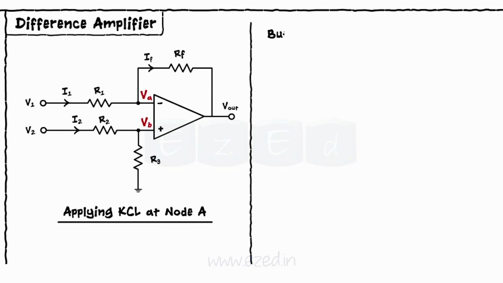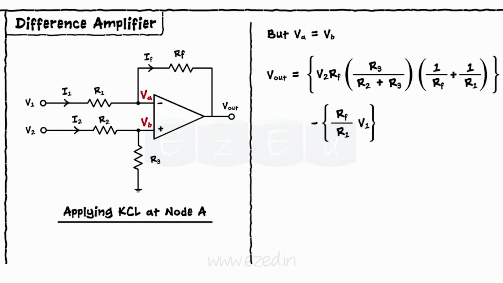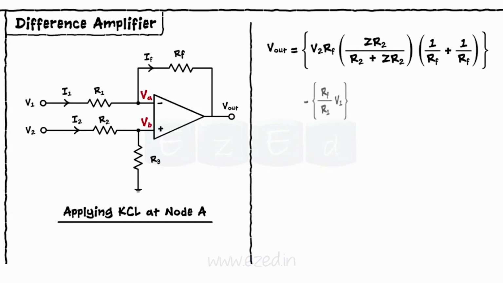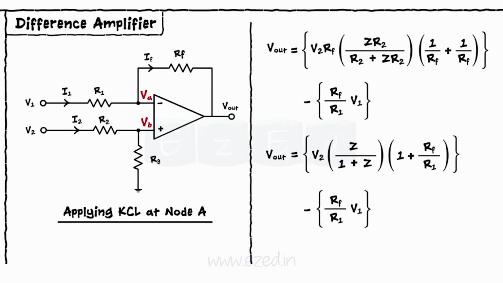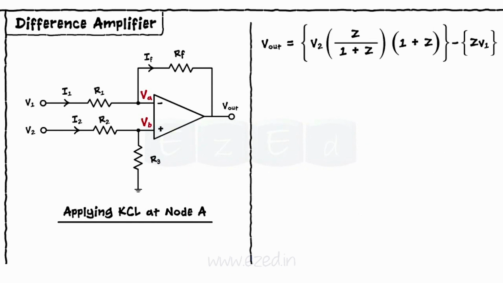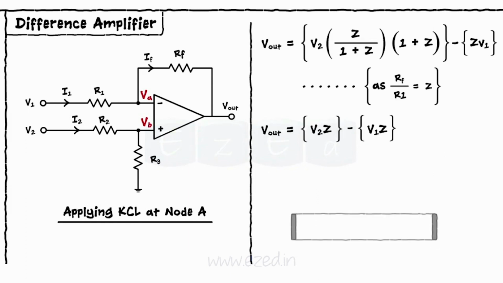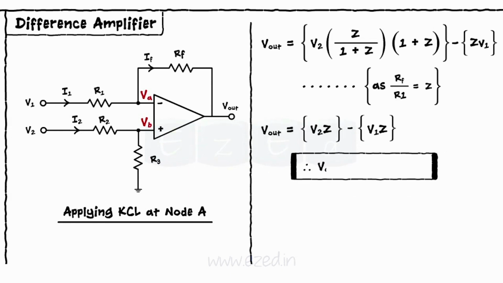We know that VA equals VB. Thus, we substitute the value of VB into equation 2 and get the following equation. Let RF upon R1 equal to R3 upon R2 equal to any variable Z. Therefore, R3 equals Z into R2. Substituting the value, we get the equation for Vout in terms of Z. Rearranging the terms, we get the equation for Vout as Vout equals Z into V2 minus V1.